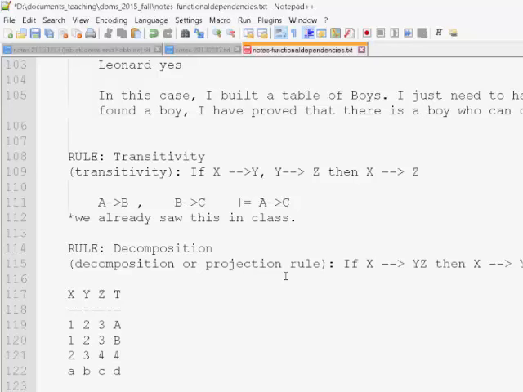This is the last rule. It's slightly more complex, but we'll take a look at it quickly. Yes, the same thing. The same.